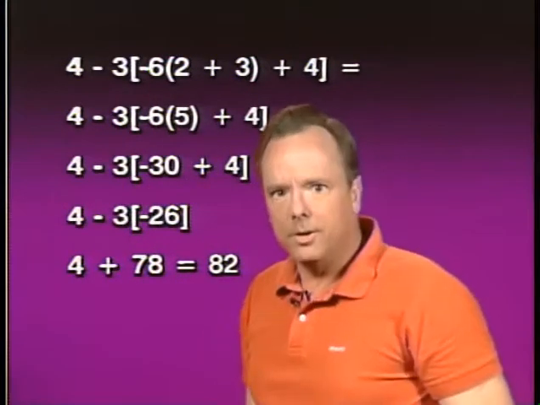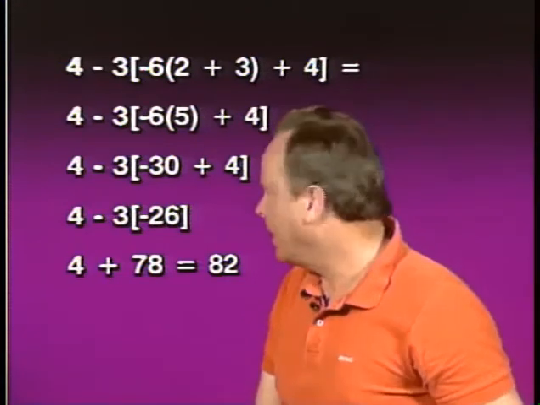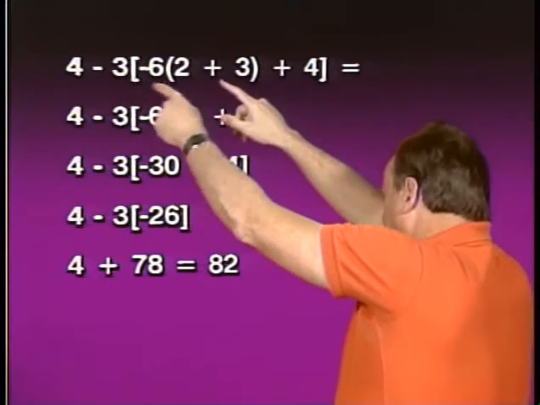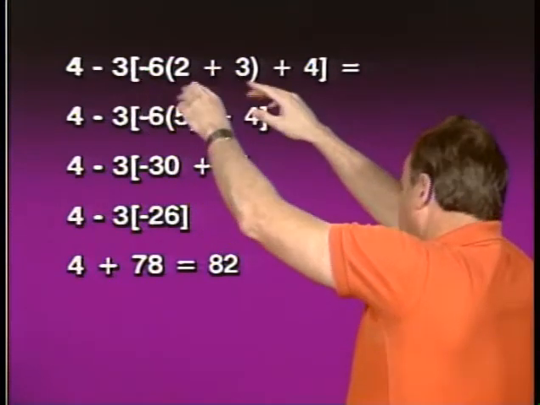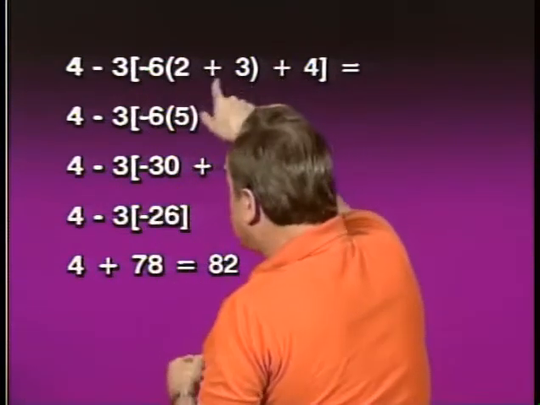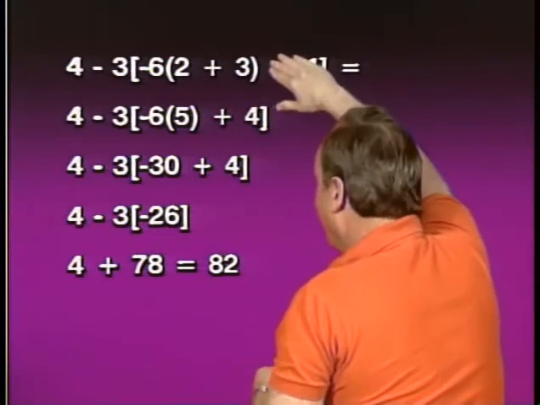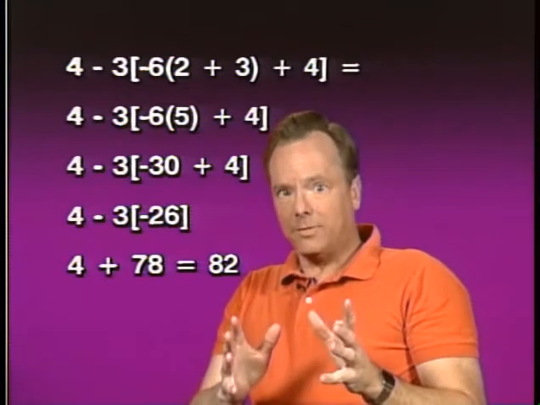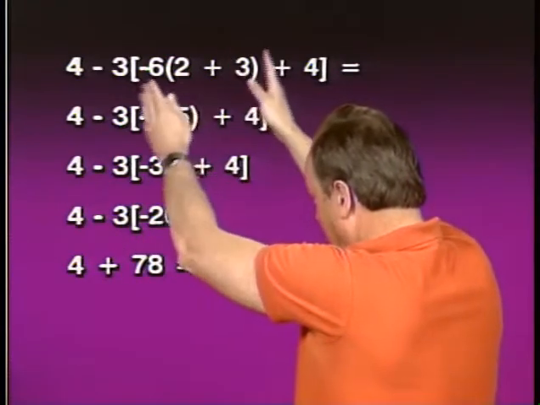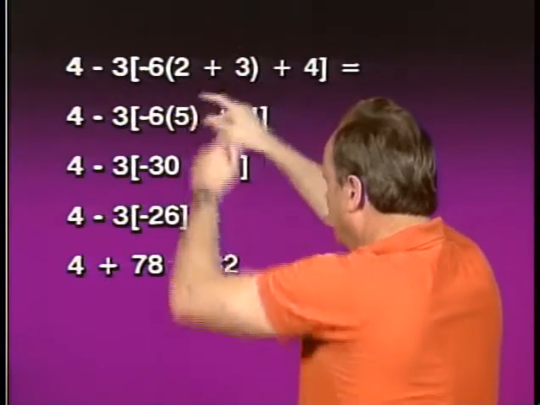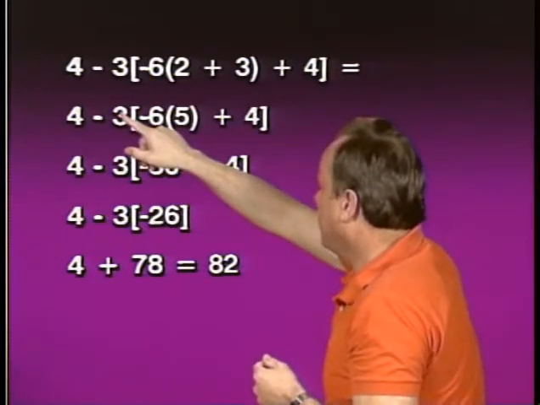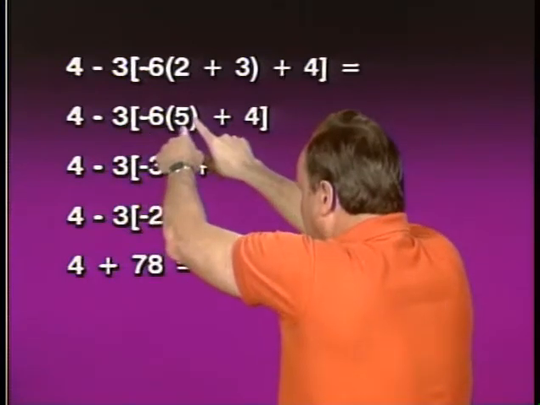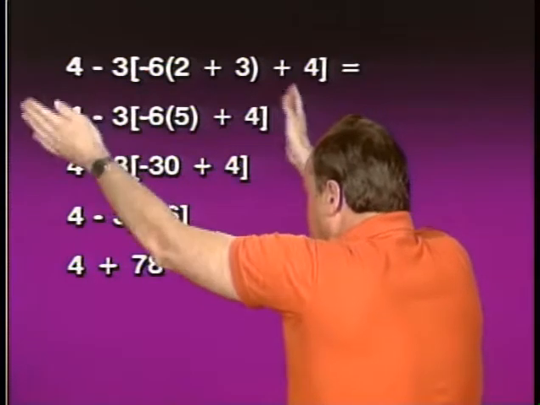Let's take a look at how we're going to do this in an actual case. We'll take a look at this question right here. First of all, it says 4 minus 3 times the quantity minus 6 times the quantity 2 plus 3, quantity closed, plus 4, quantity closed again. How about that? All right, now here's what we have to do. Let's get rid of everything inside the quantities first. So we'll leave the 4 minus 3. That stays the same. But let's take this 2 plus 3 and add them together, and that makes it 5.